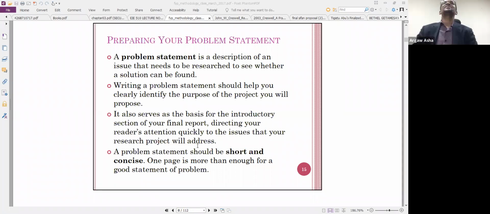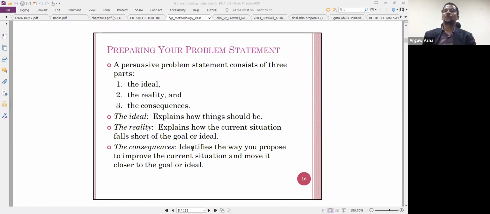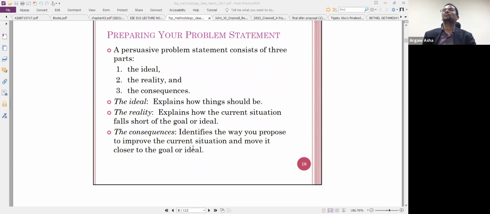That means whenever there are different readers, it directs readers' attention quickly to the issues that your research project will address. So whenever the research problems are there, it will address those issues. However, it should be short and concise. The problem statement will be short and concise. You may have about 1 or 2 pages in those cases.